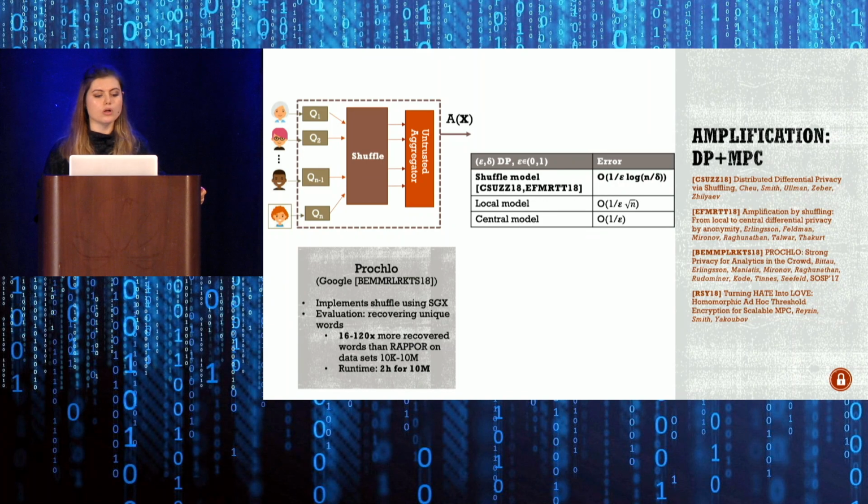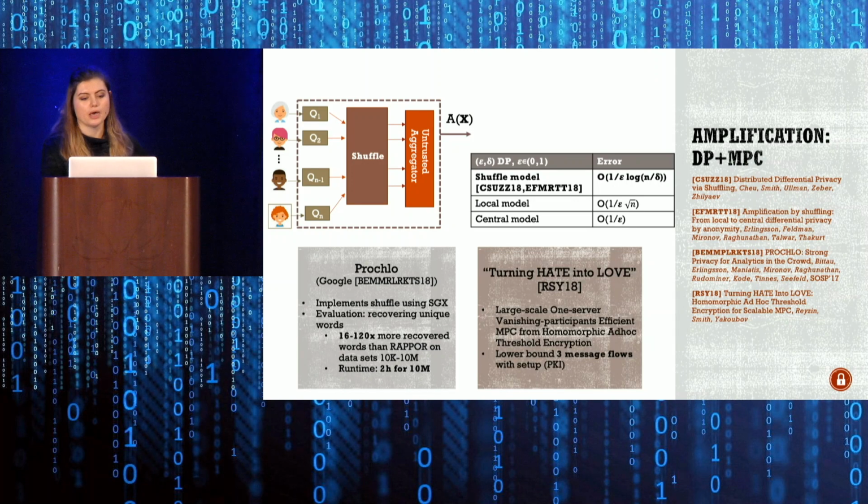And this new shuffle model has been used also in a new work coming from Google, which is called Prochlo. And there, the shuffle algorithm has been implemented using SGX, and they have demonstrated that this performs much better than Rappor in terms of detecting how many unique words, for example, are coming from the inputs of these small devices.